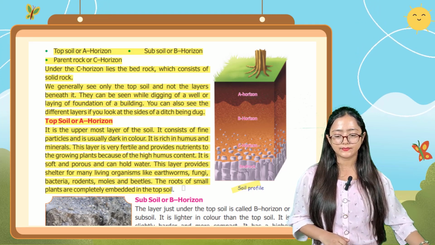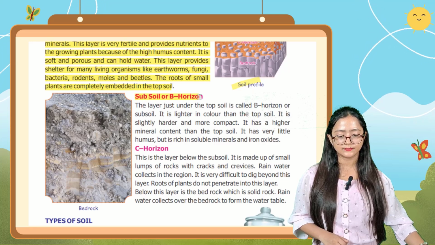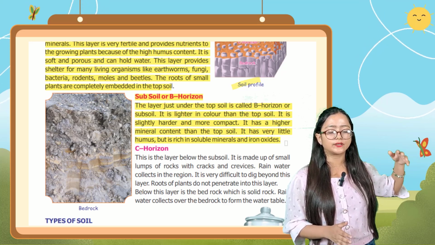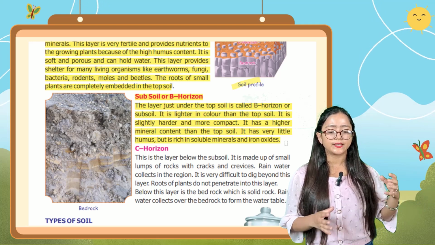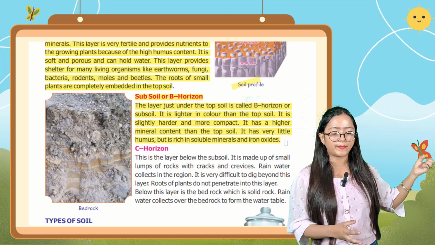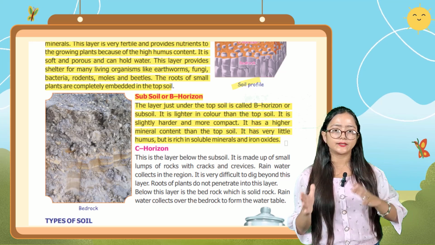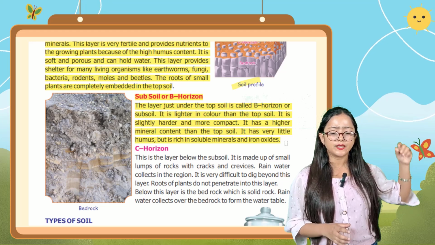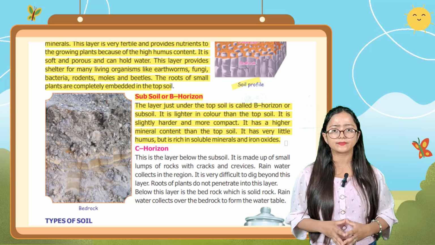Next one is subsoil or the B horizon. The layer just under the topsoil is called the B horizon or subsoil. It is lighter in color than the topsoil. It is slightly harder and more compact. It has a higher mineral content than the topsoil. It has very little humus but is rich in soluble minerals and iron oxides.